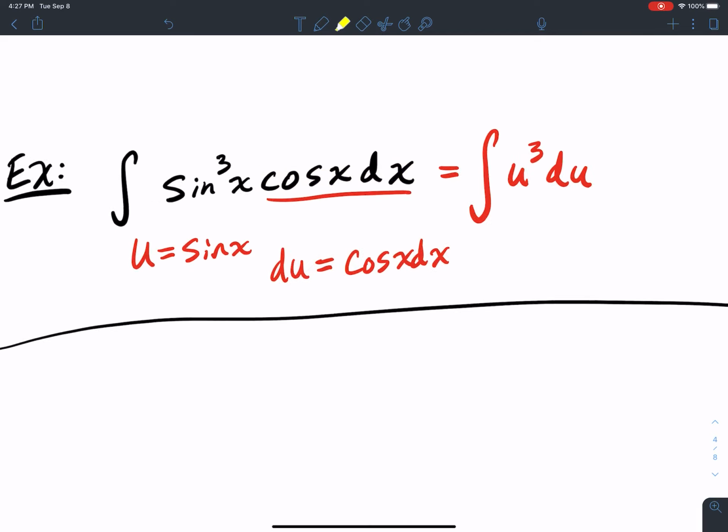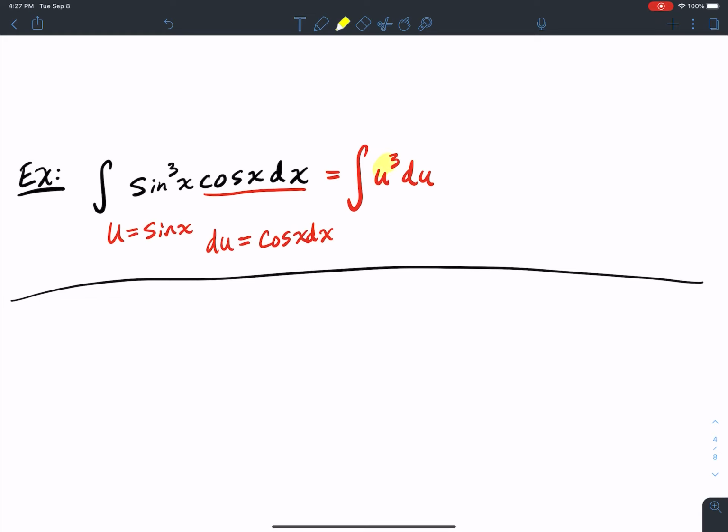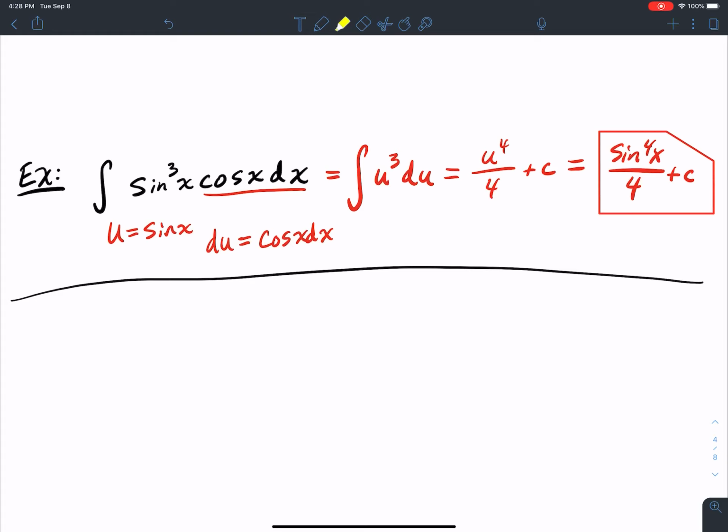Now I just need to integrate. So I'm going to integrate u cubed. I'm going to add 1 to the exponent and then divide by it. So I have u to the 4th over 4 plus c. Only thing left to do is to take the integral and get it back into terms of x. Since I started in terms of x, replace u with sine x. So I have sine to the 4th x over 4 plus c.